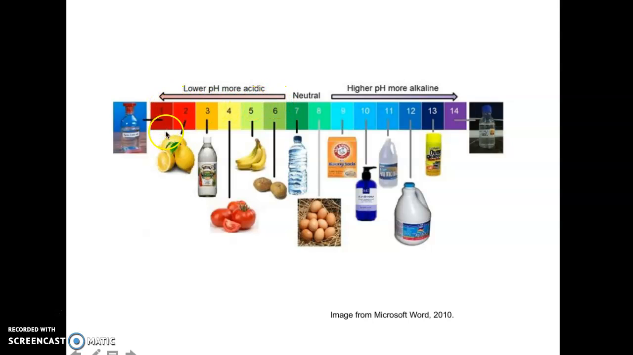So these are really common household things we have around in your house that are very acidic, and too much of them might not be a good thing. I don't know if anyone's had too many lemons at some point. They affect how your tongue and mouth are.